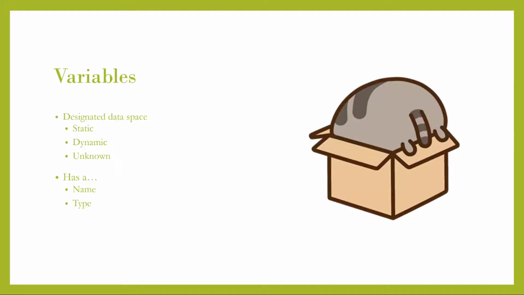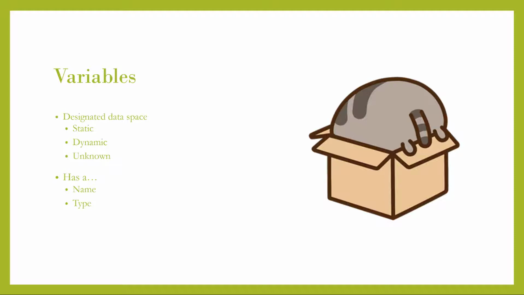Variables. Variables are super important with programming. It's like designated data space. There are two main flavors, and then I added a third one in there. Sometimes variables can go in between these, sometimes it's just these. But we often use these words to describe our variables.